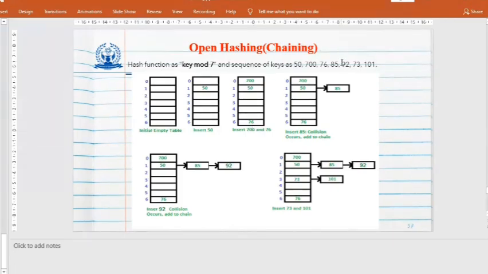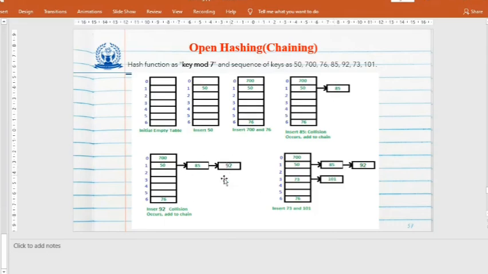So already 50 is stored at the first location. So we can use a linked list like this. 85 is stored at the first location, so we are using a linked list to store 85. Then the next number is 92. 92 mod 7 is 1. So again a collision occurs. So again we are adding another chain. So this is a linked list. So we add 92 like this.